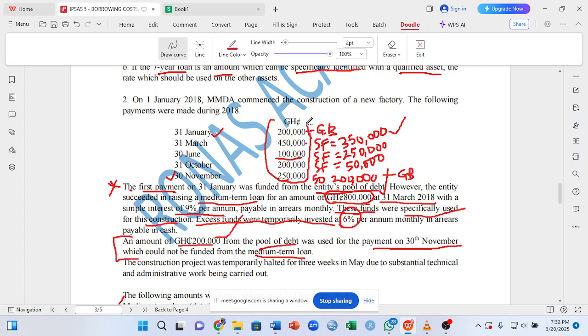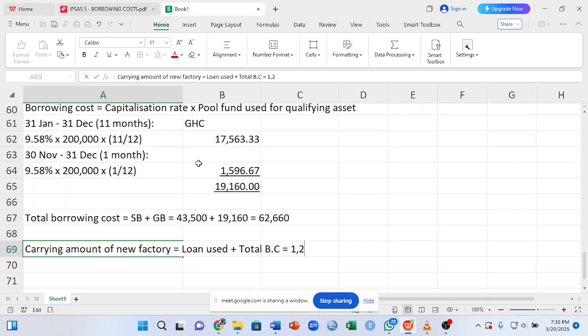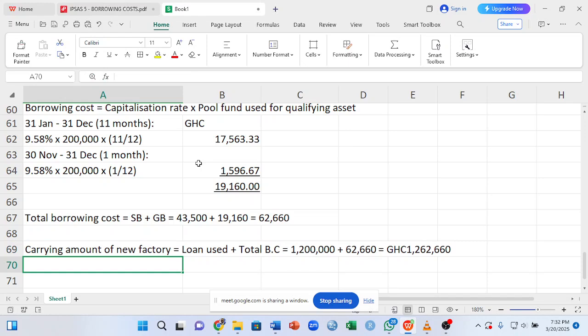1,200,000. Someone should confirm for us. Okay, so 1,200,000 plus the borrowing cost, which is 62,660. That will give us 1,262,660. Okay, we are done.